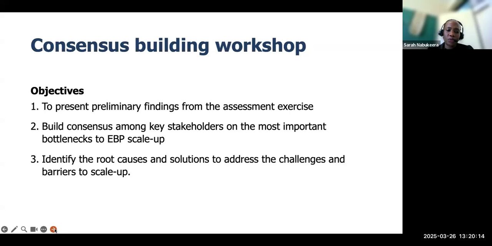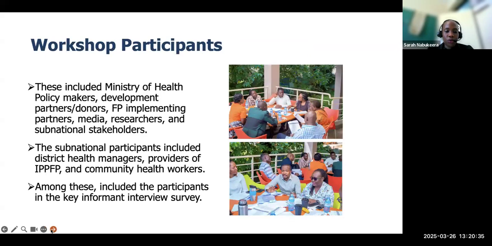So during the consensus building workshop, we wanted to present these preliminary findings from the assessment exercise and build consensus among the key stakeholders on the most important bottleneck to each EBP scale up, but also identify the root causes and address the challenges and barriers to the scale up. Next slide. So the workshop included the Ministry of Health policymakers, development partners, family planning partners. We had the media, we had researchers and subnational stakeholders. And with subnational stakeholders, I mean the district health managers, the providers of postpartum family planning, and the community health workers. And among these included all the key informant interview survey participants.